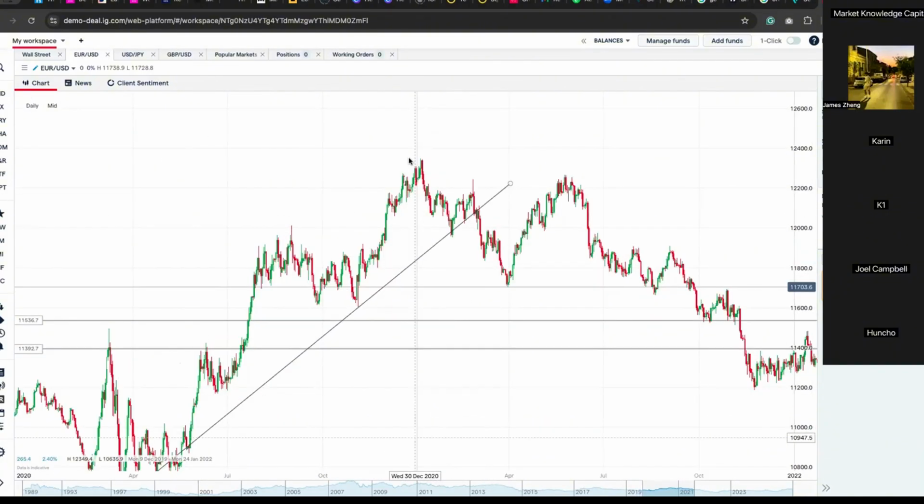One thing you'll notice about double tops as well is that it doesn't have to go exactly to the same height that it went to before. So just because it went here does not mean the next double top has to go exactly to that area of resistance. So a double top can fall slightly below it, but this would still be considered a double top.